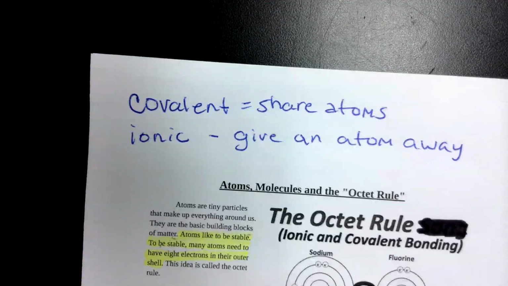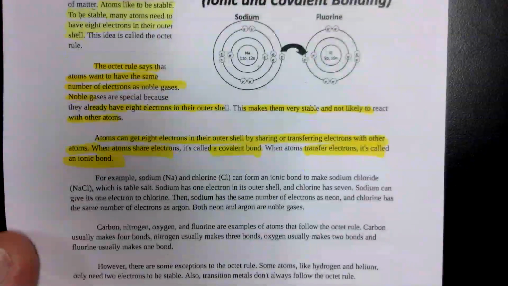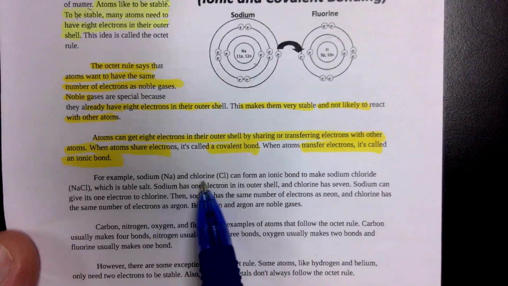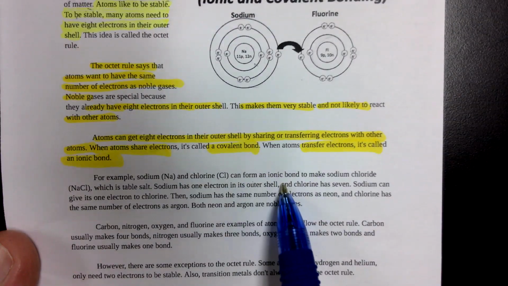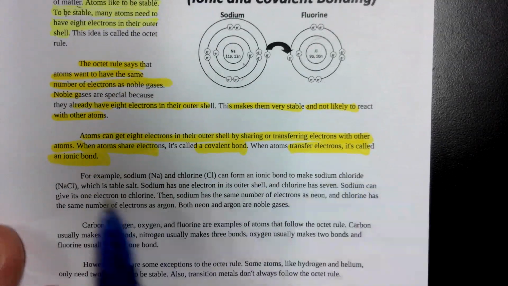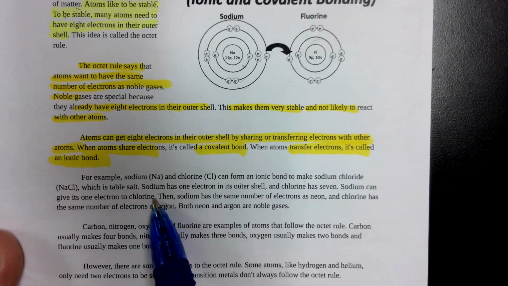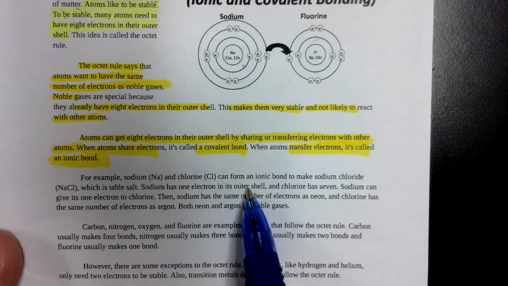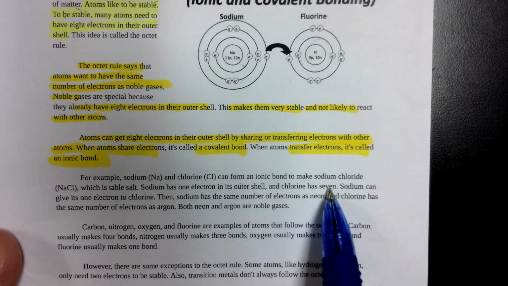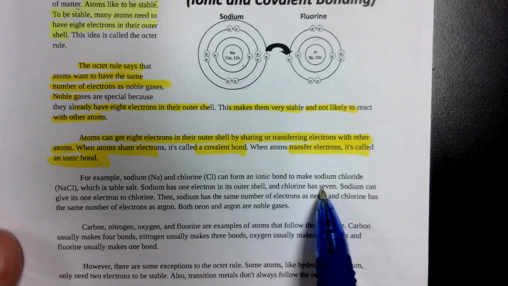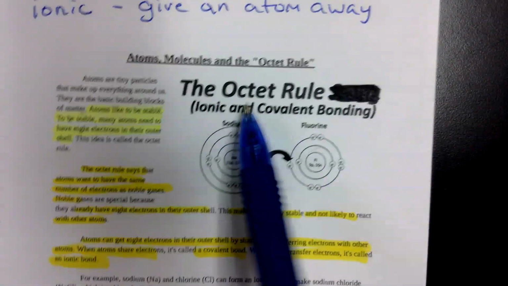For example, sodium, Na, and chlorine can form an ionic bond. Remember, ionic means give one away. To make sodium chloride, which is table salt. Sodium has 1 electron in its outer shell, and chlorine has 7. So notice 1 plus 7 equals 8.